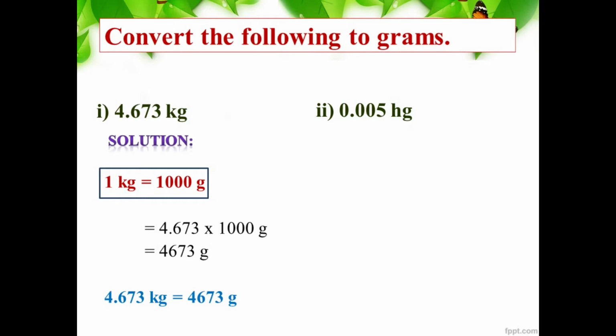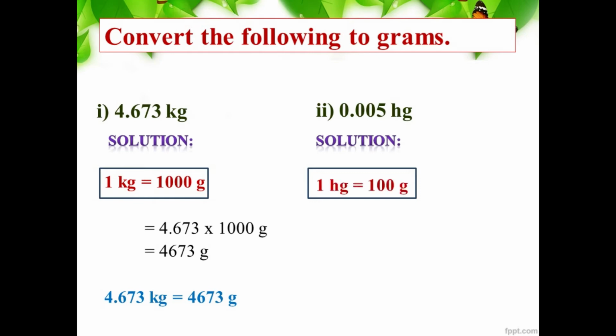The second question. 0.005 hg. Hg is hectogram. Solution. To convert hectogram to gram, how many steps do we have to move from hectogram to gram in the chart? We have to move 2 steps. So we have to multiply by 10 into 10. Therefore, 1 hectogram is equal to 100 gram. We have to multiply by 100 to convert hectogram into gram.